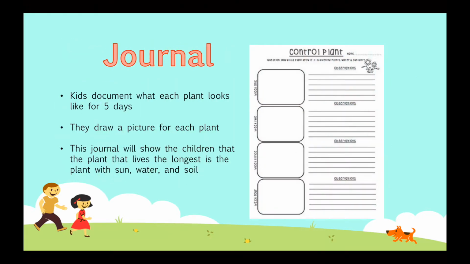As you can see on this slide, the kids will each have a journal to document what they see for each flower. The kids will document the flowers over a span of 5 days to see which flower holds up the best. There will be a box next to each description so the kids can use art again to draw how the flowers are wilting or growing. This is a good way for teachers to assess how the children are learning and how engaged they are with the experiment. This journal will show the children that the plant that gets sun, water, and soil will grow the best and survive the longest.